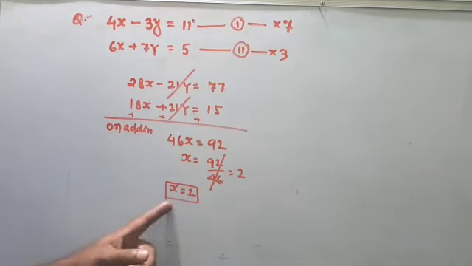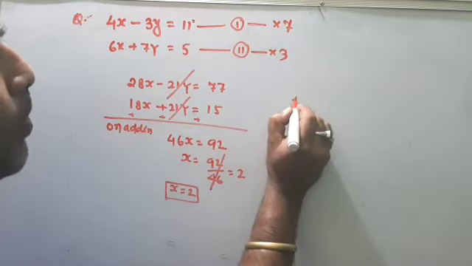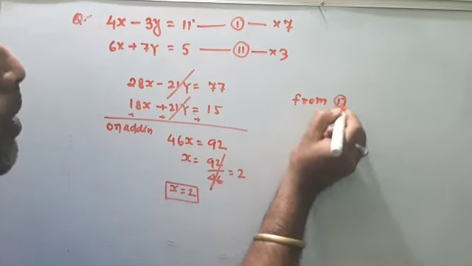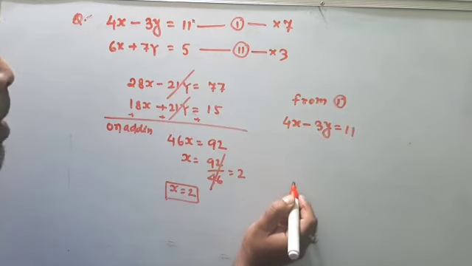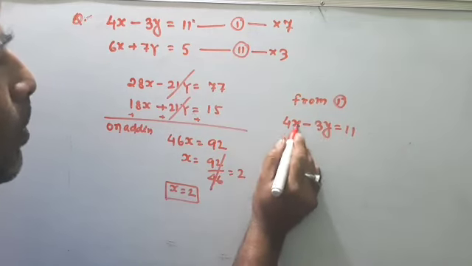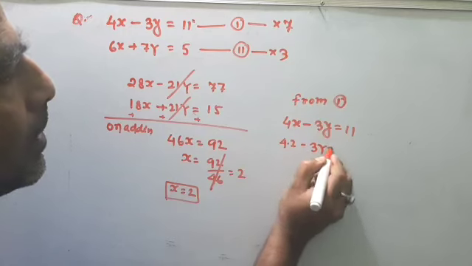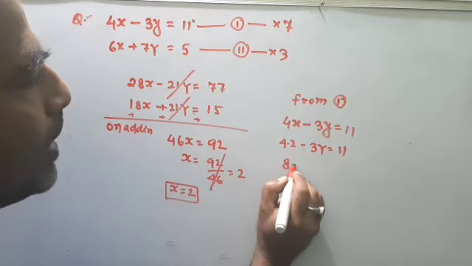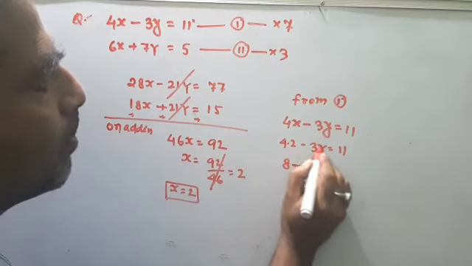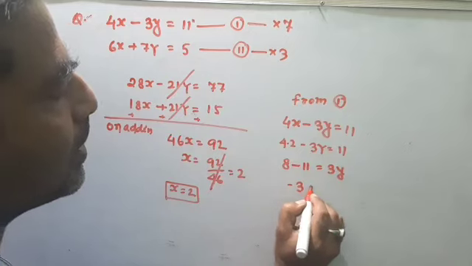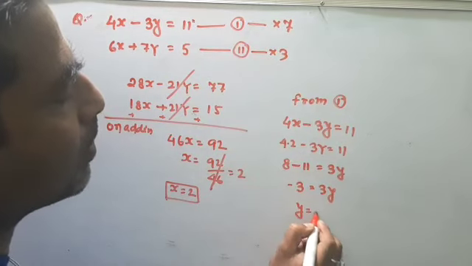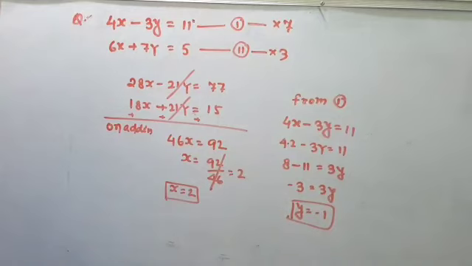Now put the value of x in any equation according to your choice. Here I use equation 1. So from 1, 4x minus 3y is equal to 11. So 4 into 2, the value of x is 2, minus 3y is equal to 11. So 8 minus 11 here, and minus 3y goes this way, so plus 3y. So 8 minus 11 is minus 3 is equal to 3y. So y is equal to minus 1. So that is your required value of x and y.